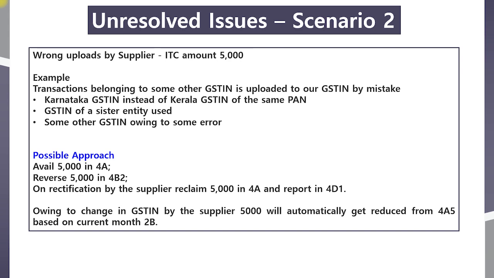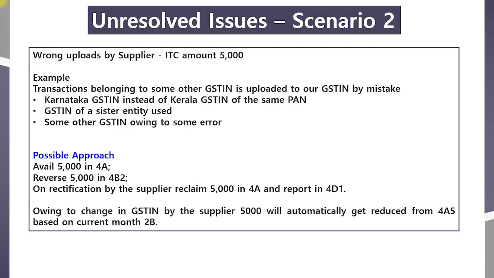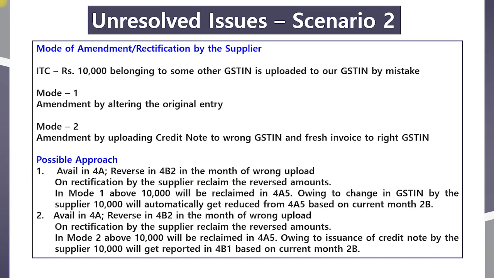Why we have to reclaim and report? Because owing to the change in GST number by the supplier, that will get automatically reduced from our 2B in the corresponding month. Like the example which I have shared here, once the GST number is changed, the B2B invoice amendment will show negative values, and what gets carried to my 4A is after the reduction of this negative values. So that is probably the methodology we may have to follow.